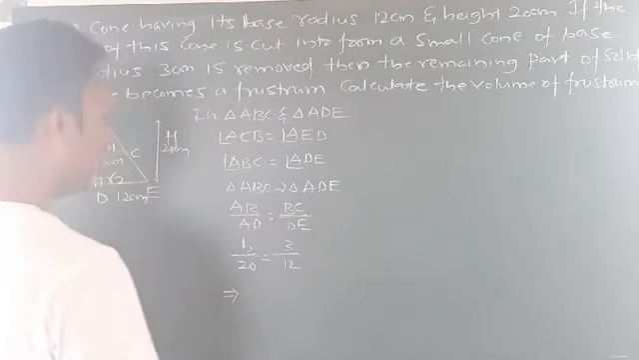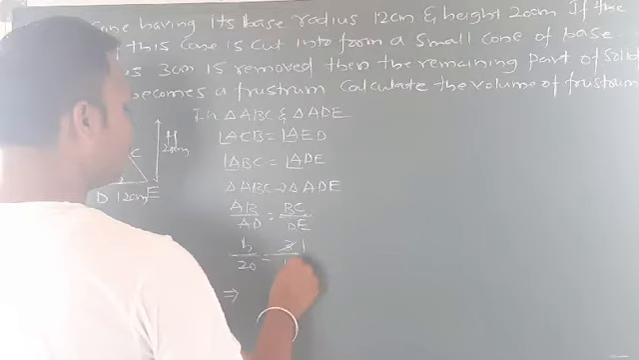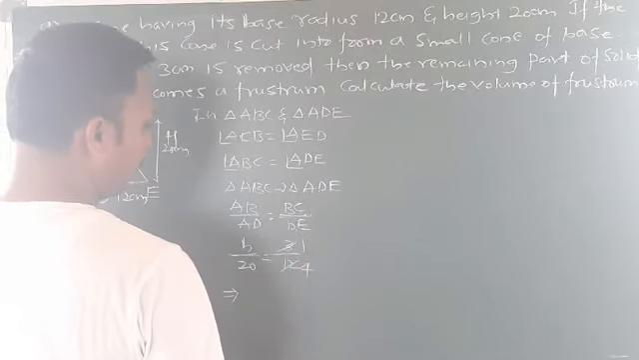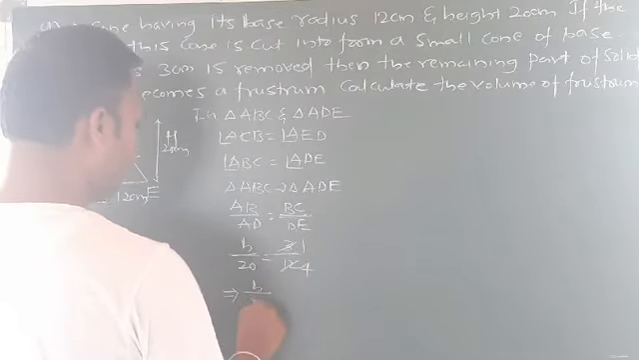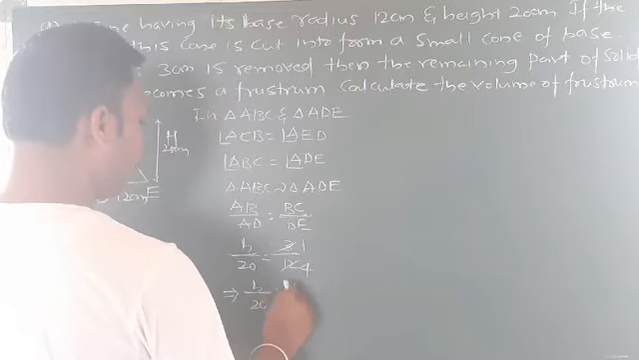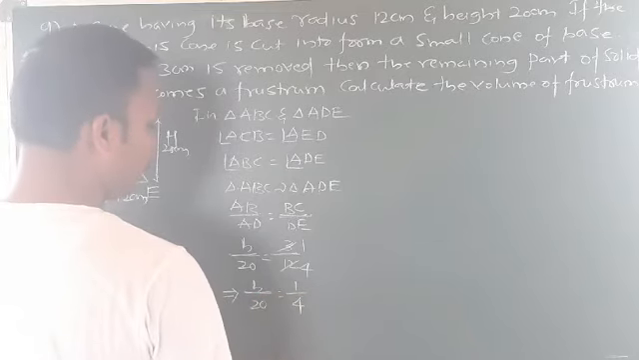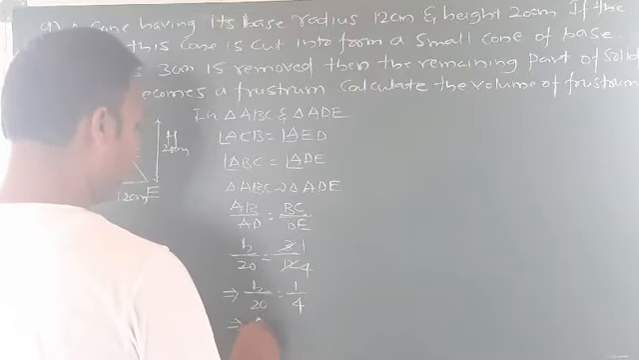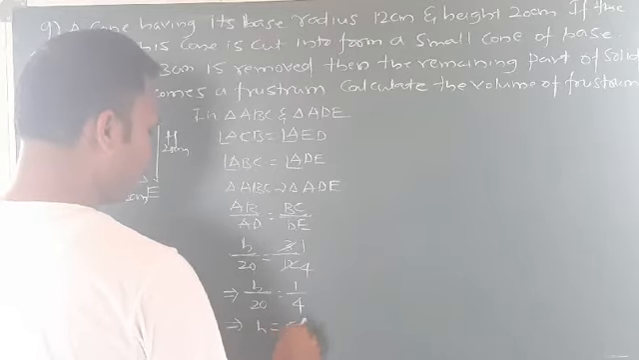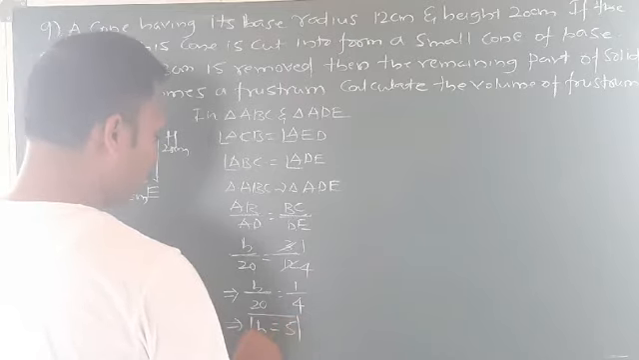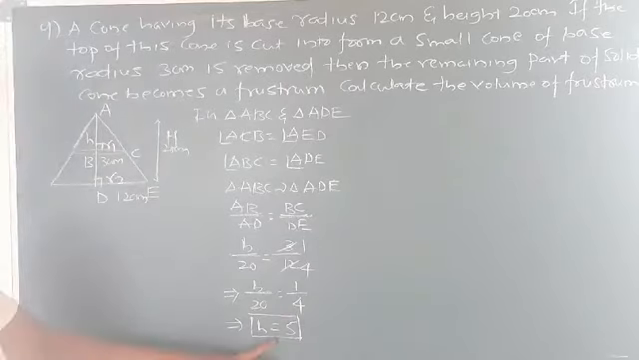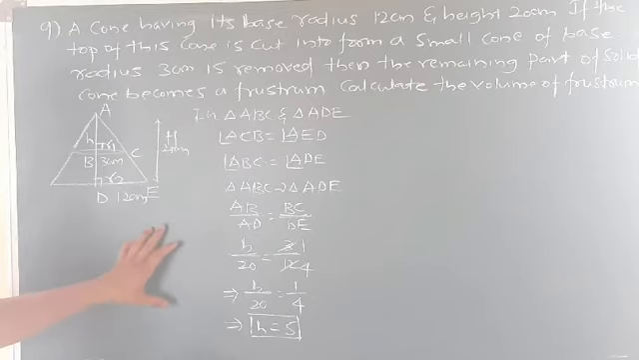So 3 ones are 3, 3 fours are 12. Now it is h by 20 is equal to 1 by 4. So now h is equal to how much? Then it is 5. So small h is equal to 5 centimeter. Now once we got this small h, we need to calculate BD here.